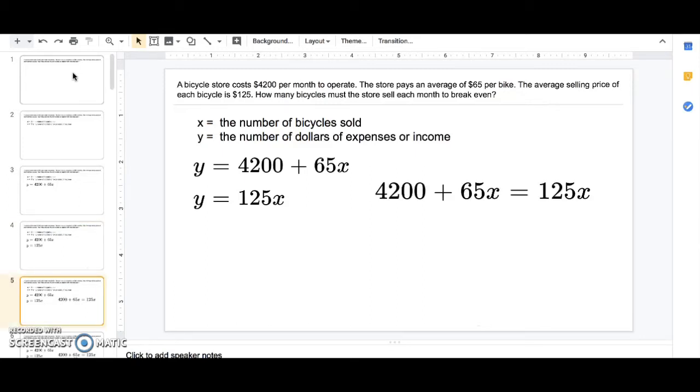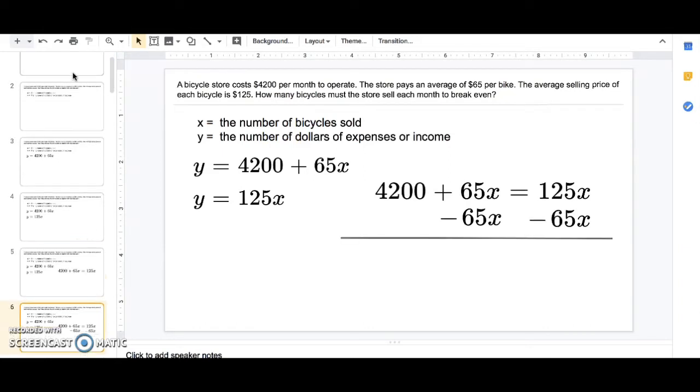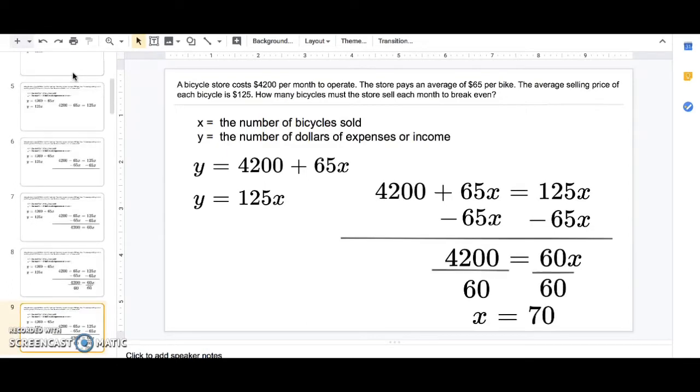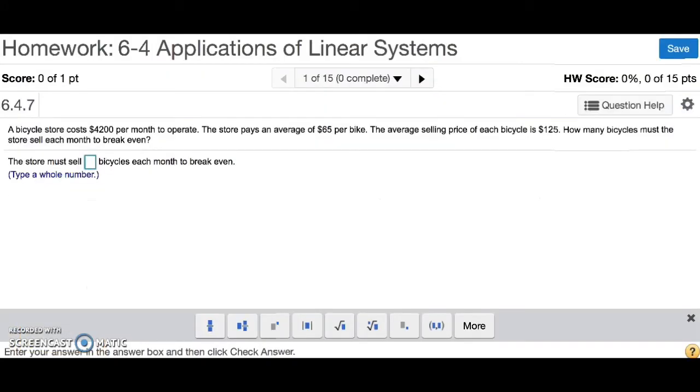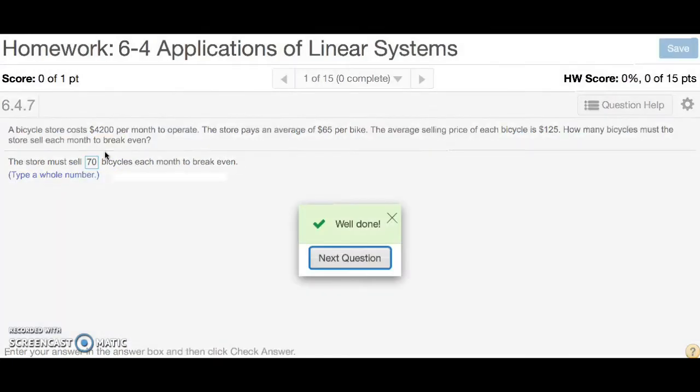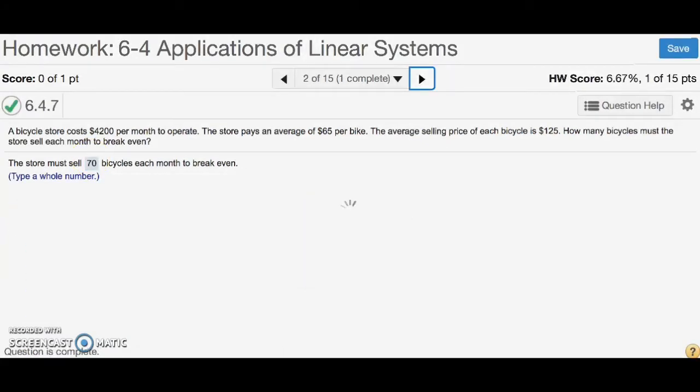So we have 4,200 plus 65x equals 125x. Now we just subtract 65x from both sides, and we get 4,200 equals 60x. Then we divide by 60, and we get x equals 70. So putting it inside for MathXL, we put in 70 because remember, x is the amount of bikes sold, and that's how much we need to sell to break even. So that is number 1.